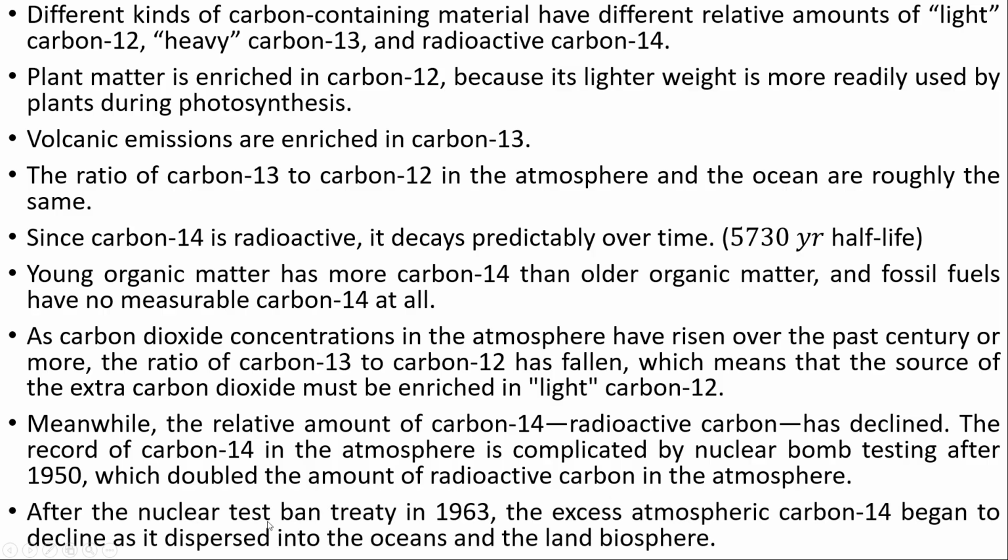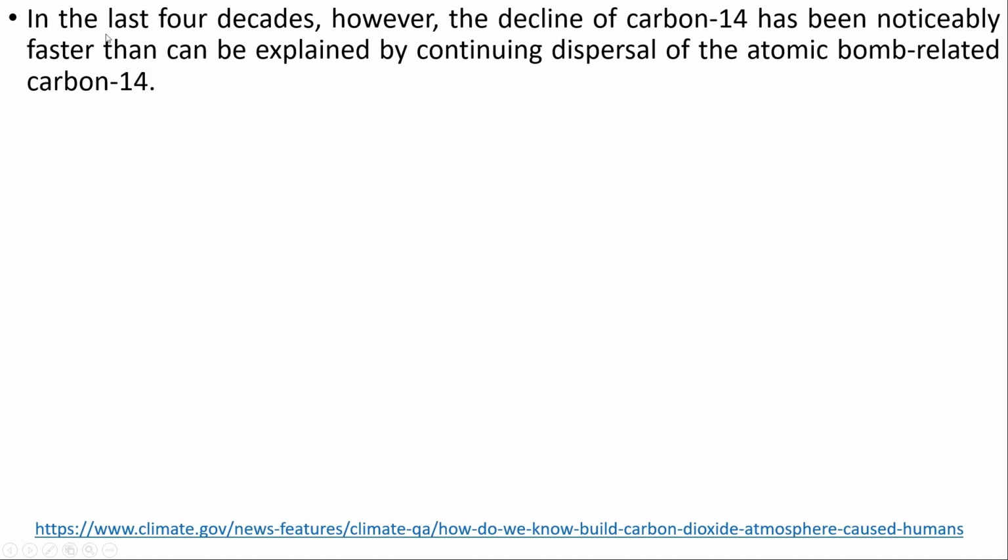After the Nuclear Test Ban Treaty of 1963, the excess atmospheric carbon-14 began to decline as it dispersed into the oceans and the land biosphere. In the last 4 decades, however, the decline of carbon-14 has been noticeably faster than can be explained by continuing dispersal of the atomic bomb-related carbon-14.